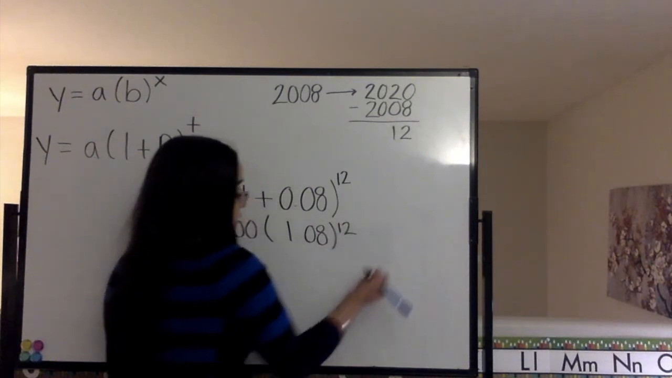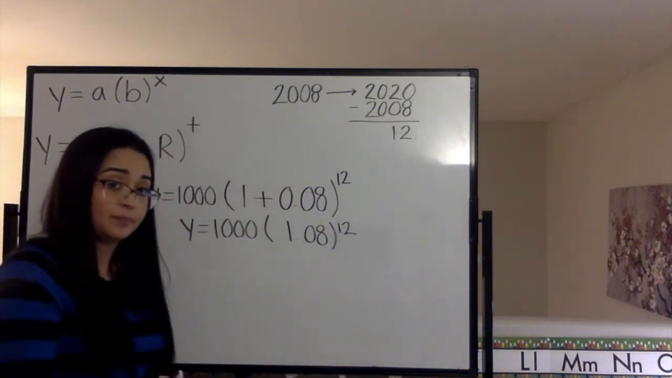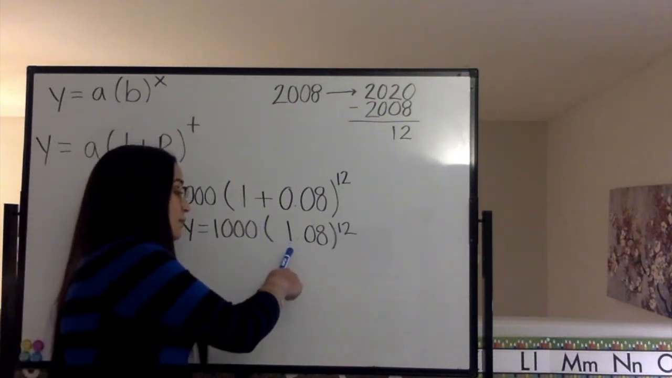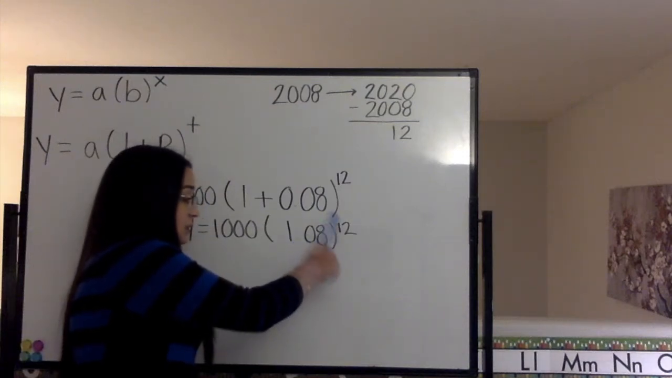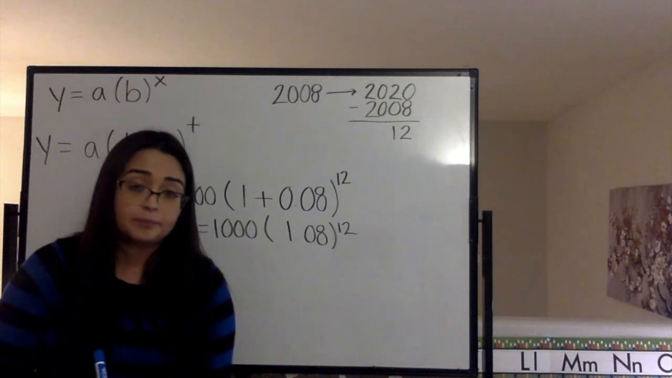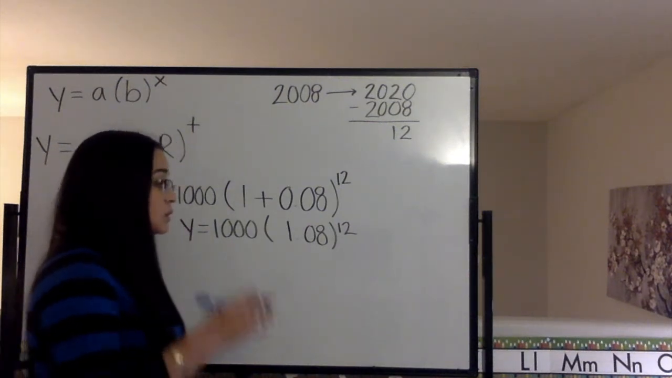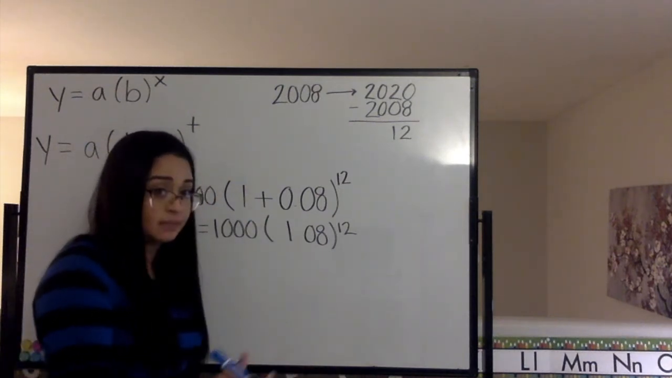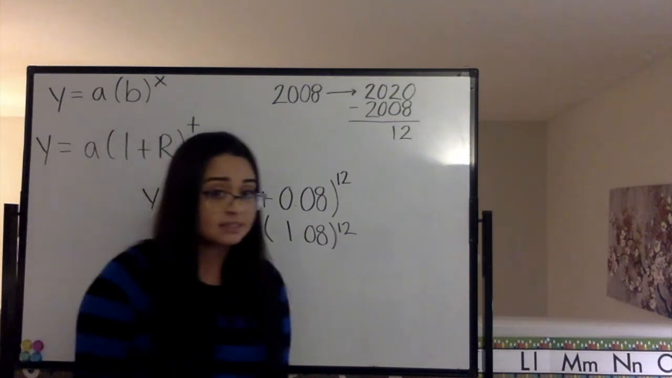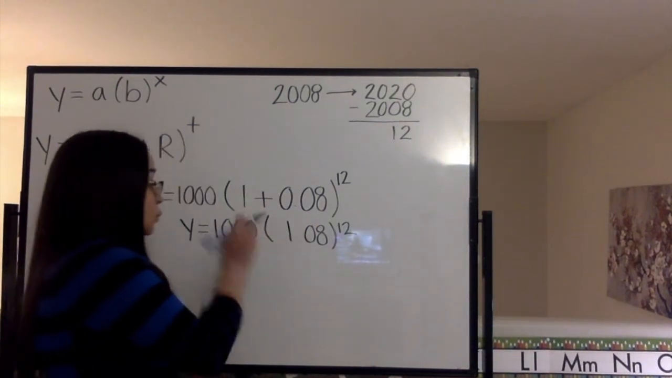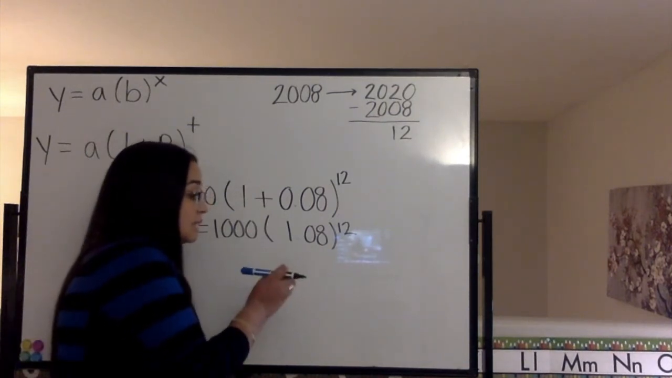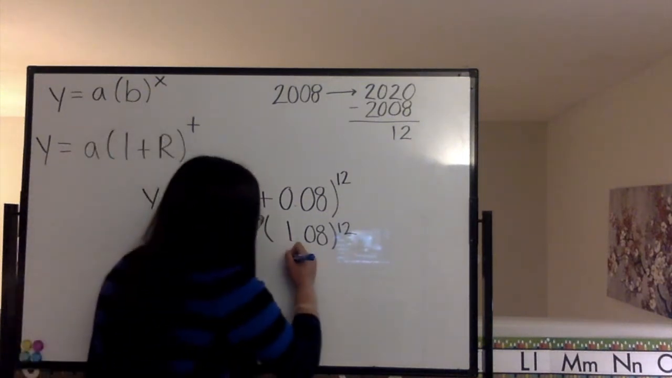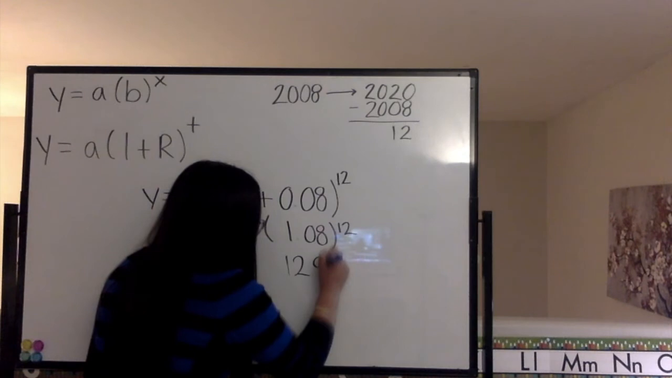Now we're going to need our calculator for this next part. Okay? We're going to multiply 1.08 to the 12th power, which means we're going to multiply 1.08 by itself, 12 times, and see what that gives us. So 1.08 times itself 12 times is going to give us a total of 12.96.